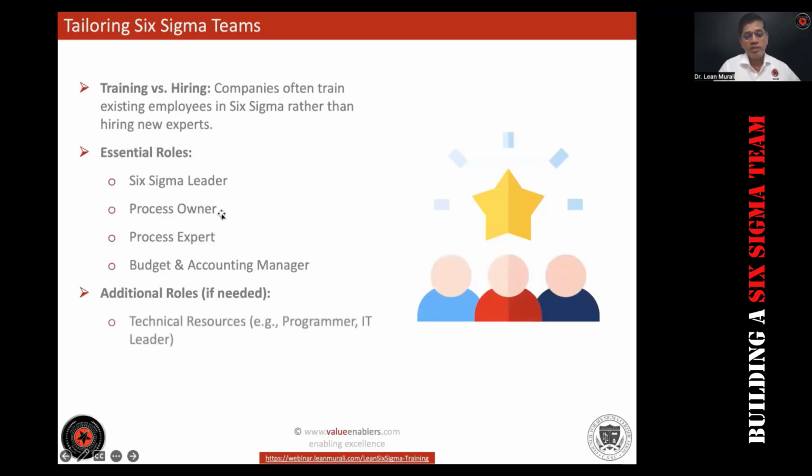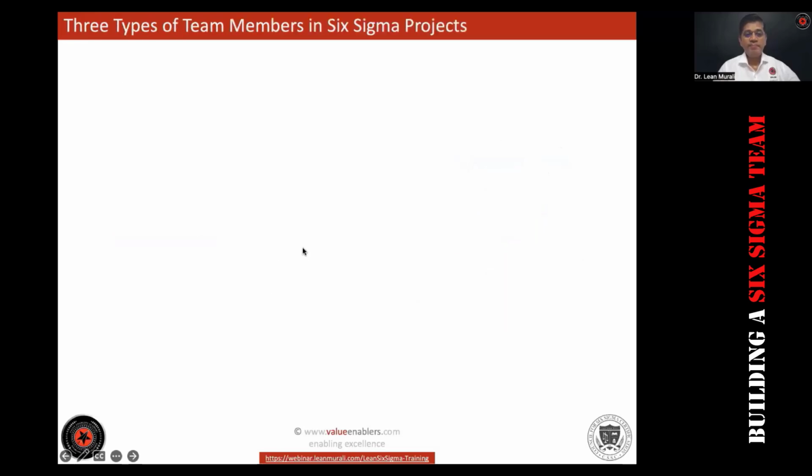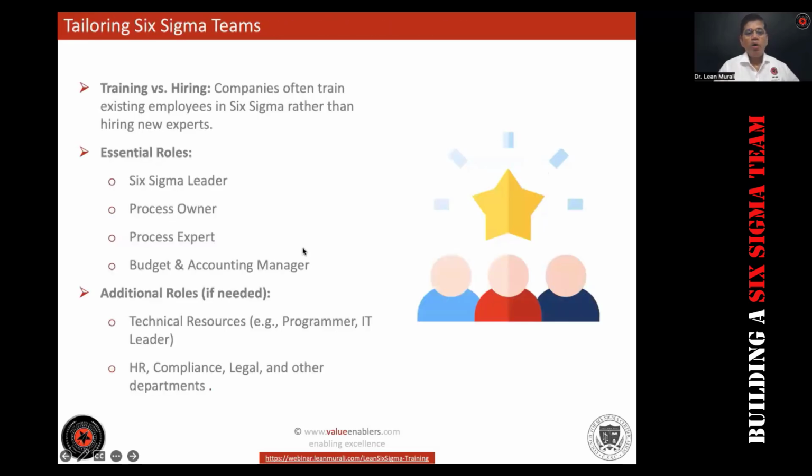Essential roles and additional roles. Additional roles might be some technical resources required for the project, and maybe HR, compliance, legal, and other departments might also be required in case of some Six Sigma projects. Okay, so if the Six Sigma teams are clear, type SST clear in the chat box. Six Sigma team clear. Okay, SST clear.